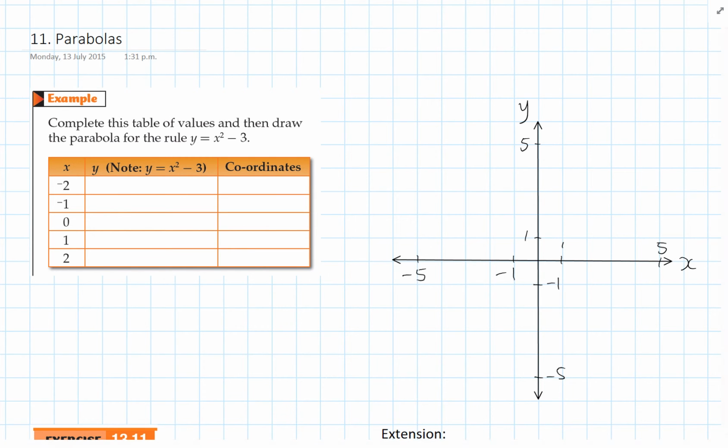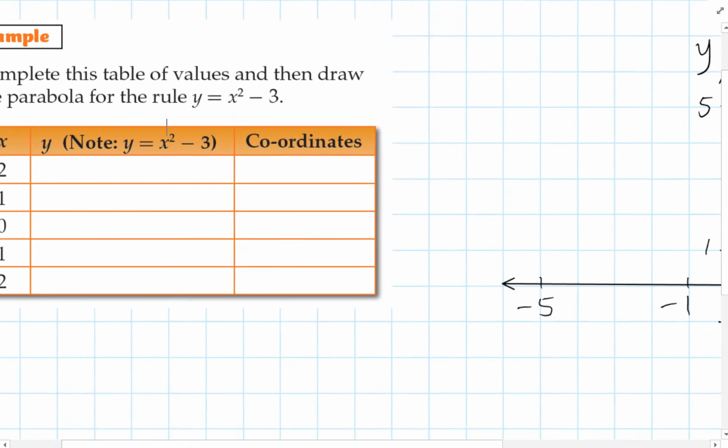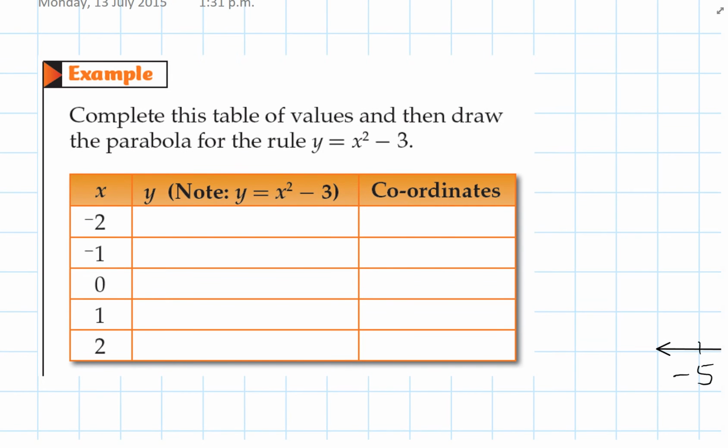Hi Year 9s. Today we're going to look at parabolas, and that's a word meaning a graph that is curved rather than straight. And so we're going to look at this particular graph here, y equals x squared minus 3, and because we've never seen it before, we're going to start by filling out this table. So here's our equation, and we're going to work that out for each value of x. We'll put it in there instead of x.